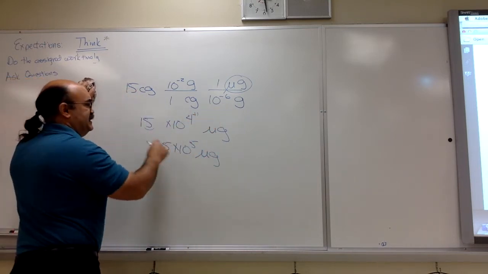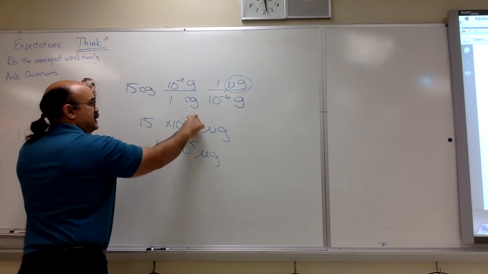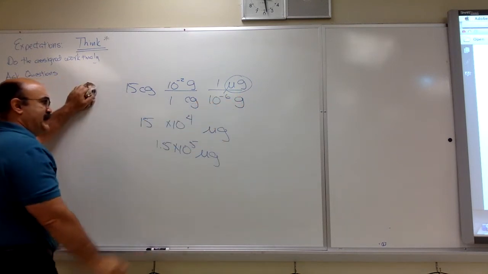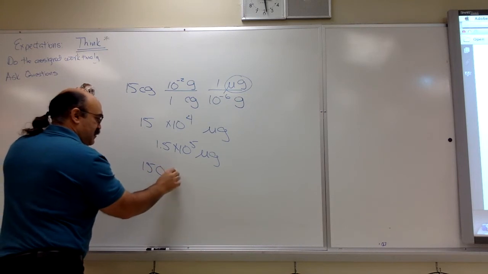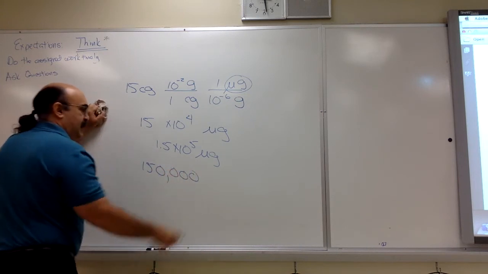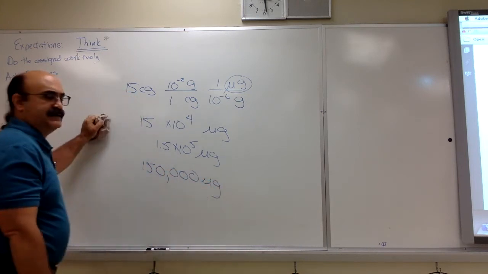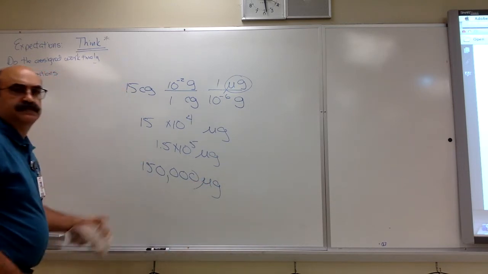Or I could write it simply as a number. This says, go 4 spaces to the right. I could have 150,000 micrograms. Both answers are correct.